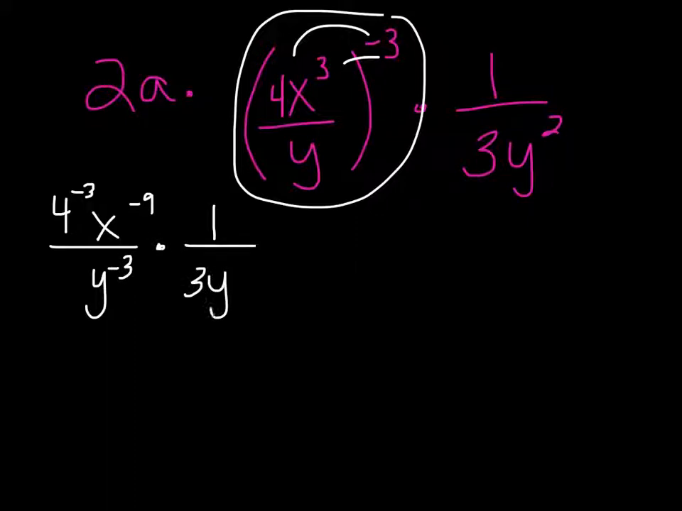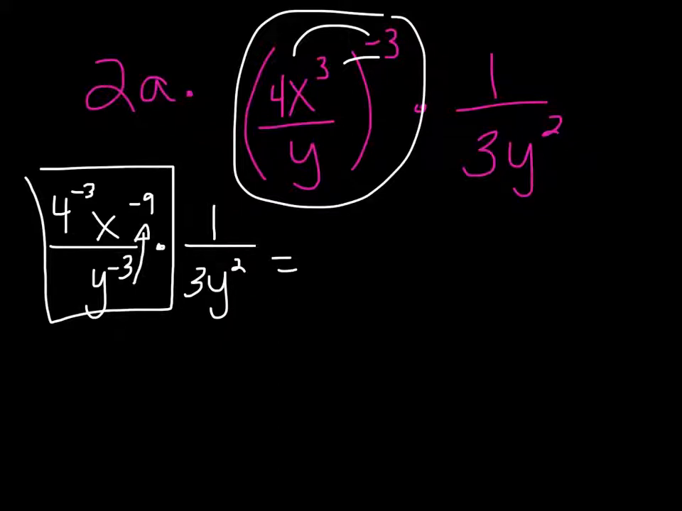And there's a couple of different ways you could go about this. You could go ahead and simplify it as is, or you can simplify this first part first and then multiply them together. That's what I'm going to do. I'm going to simplify that and then multiply by 1 over 3y squared. So I notice that this has a negative power, so it's going to go up. Negative power is going to go down. We just switch floors. So I have y cubed over 4 cubed x to the 9th times 1 over 3y squared.